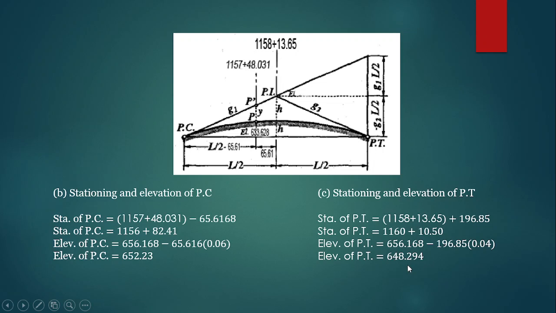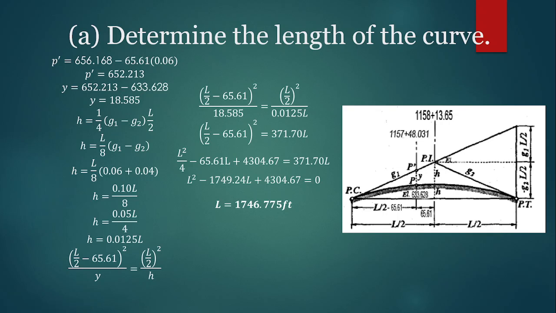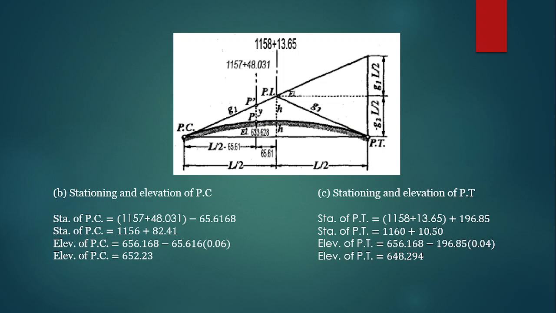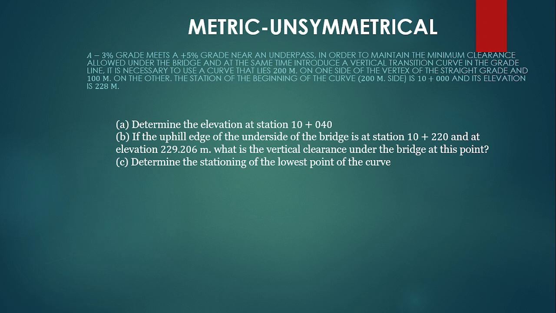Dito, elevation of PT. Ganun din. Same process. Yung nakuha nating substitution ng 196 plus 196.85. Sana yun, hindi ko nalagay. PT is equal to 648.294. So, metric naman, unsymmetrical.